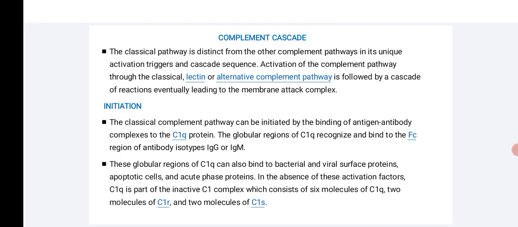The classical complement pathway can be initiated by the binding of antigen-antibody complexes to the C1q protein. The globular region of C1q recognizes and binds to the Fc region of the antibody isotypes IgG or IgM. This globular region of C1q can also bind to bacterial and viral surface proteins, apoptotic cells and acute phase proteins. In the absence of this activation factor, C1q is a part of the inactive C1 complex, which consists of 6 molecules of C1q, 2 molecules of C1r and 2 molecules of C1s.